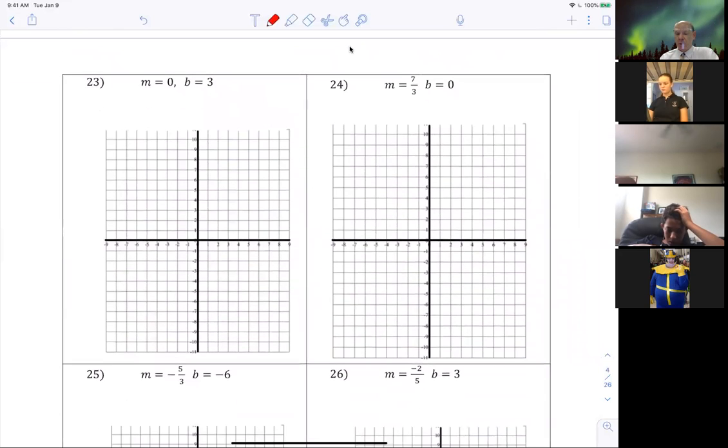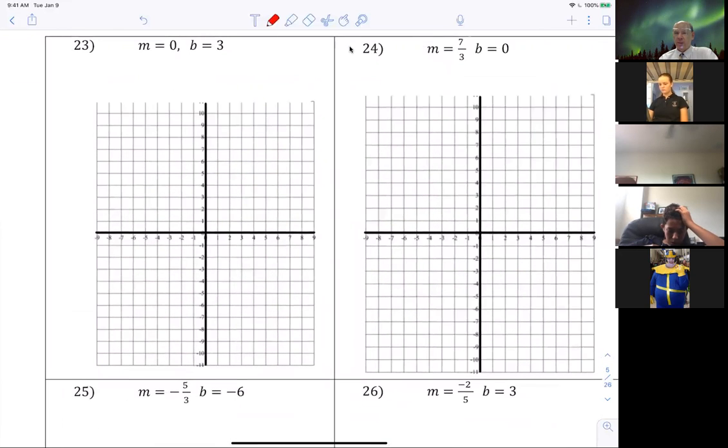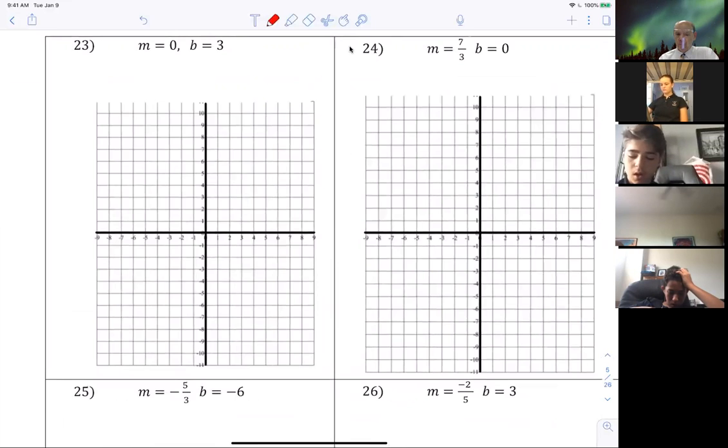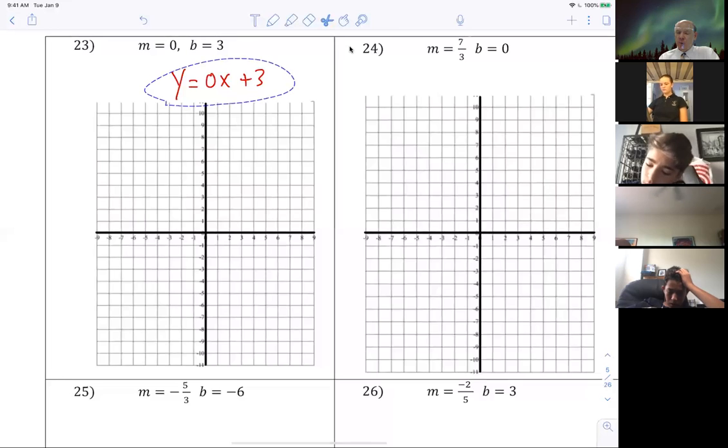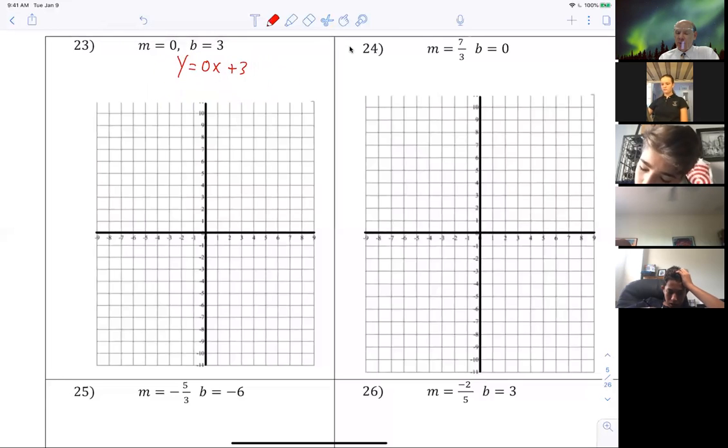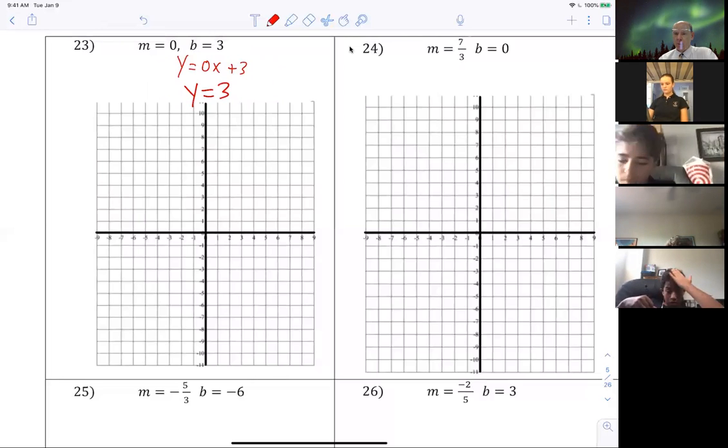All right, Lorenzo, you're up on 23. Tell me what's up, man. So it'd be y equals 0x plus 3, right? Now on this, obviously, we wouldn't put 0x. We could just write this as y equals 3. What kind of line is y equals 3? Do you remember, Lorenzo? It's a horizontal line.